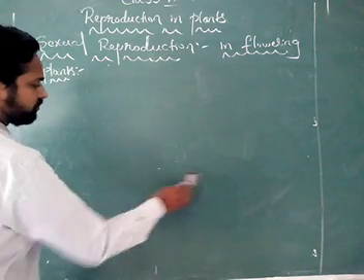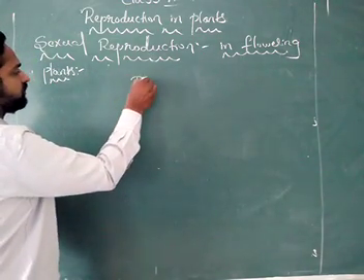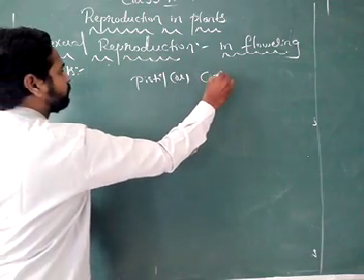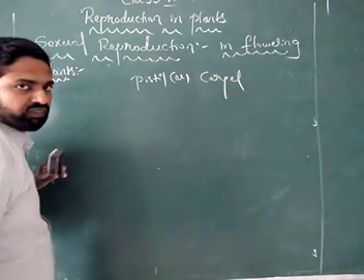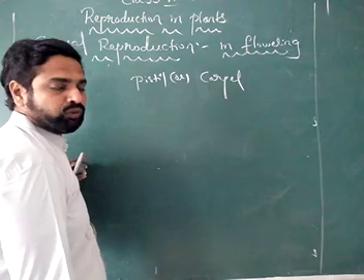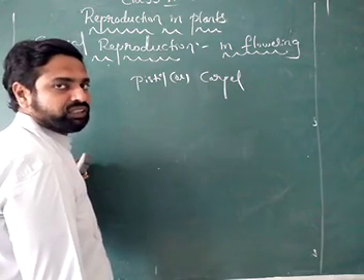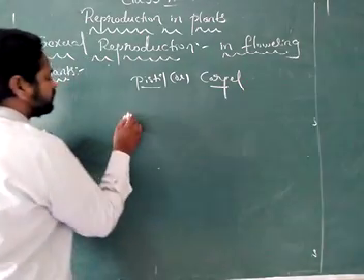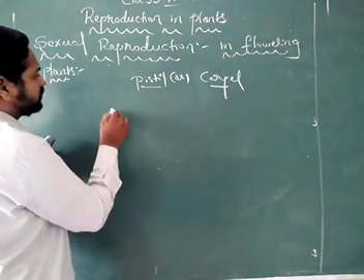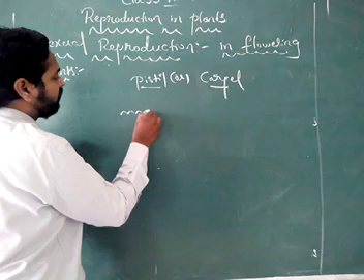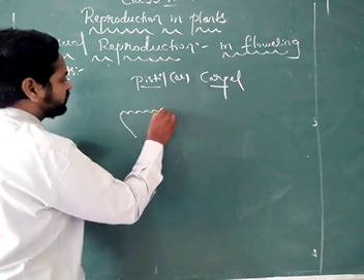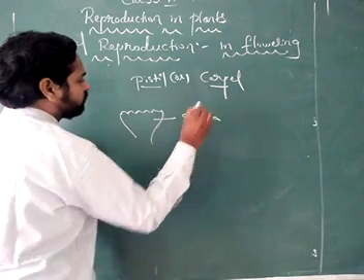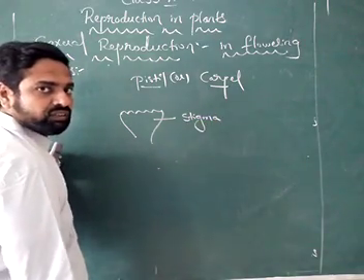Now we see the pistil or carpel, the female reproductive part of the flower. The group of pistils or carpels forms the gynoecium. The pistil or carpel has 3 different parts. The first part is the landing platform for the pollen, which is called the stigma, for receiving the pollen grains.